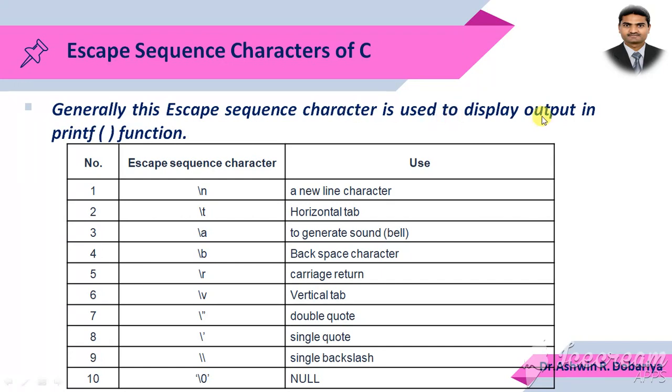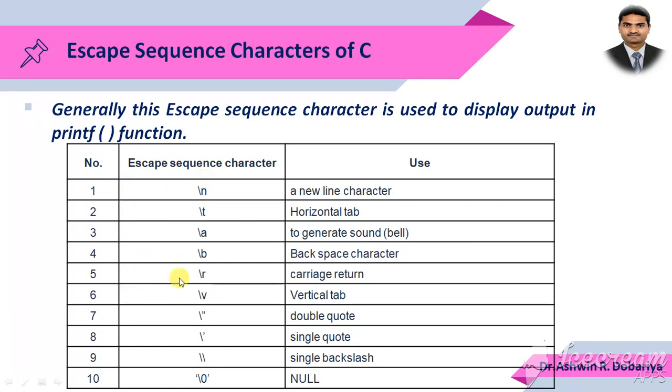And as we know, the output is generally displayed with the help of the printf function. So mostly these characters are used in the printf function. This is the very basic definition of an escape sequence character: a special kind of character mostly used for formatted outputs. It means we can display the program output in a formatted way. If you want to apply certain effects in your output, you can give those effects with the help of escape sequence characters.